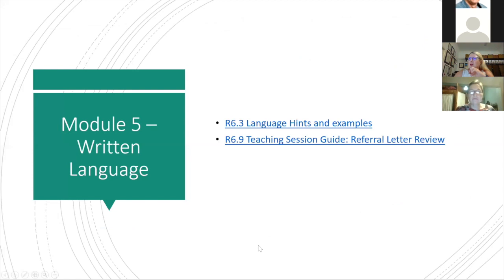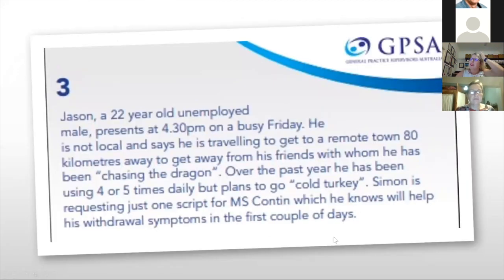So you might want to use this card, for example. This is card 3 of the Shades of Grey. Jason, 22-year-old unemployed, presents on a Friday afternoon, travelled from a remote area. He's been with his friends. He's been chasing the dragon. If you didn't know what that meant, you wouldn't know where to start with that consultation. And it's likely that the patient may not open up to you because they don't feel that they've developed rapport.